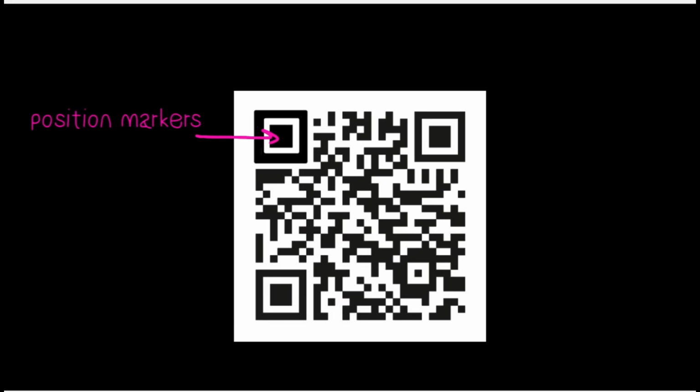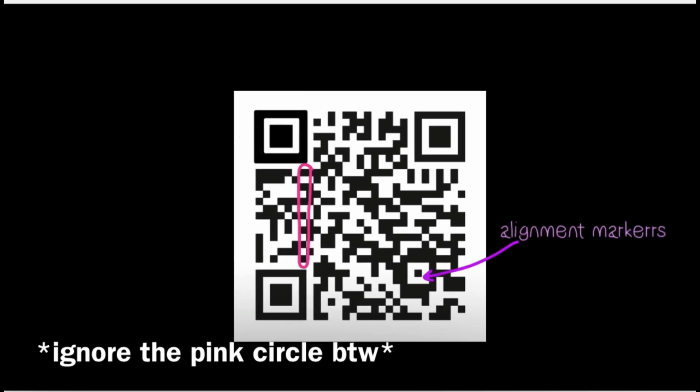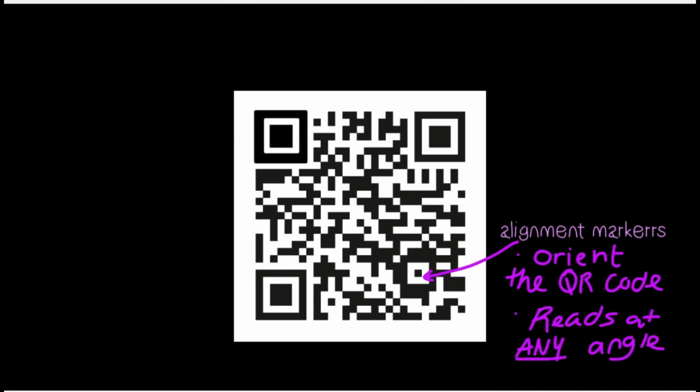So first we have position markers, aka finder patterns, and they're like the little squares on top. And basically they enable high-speed scanning and identify it. Next we have these little things called alignment markers, and they basically orient the QR code so that it can be taken in all angles, so that the reader can read it in all angles.